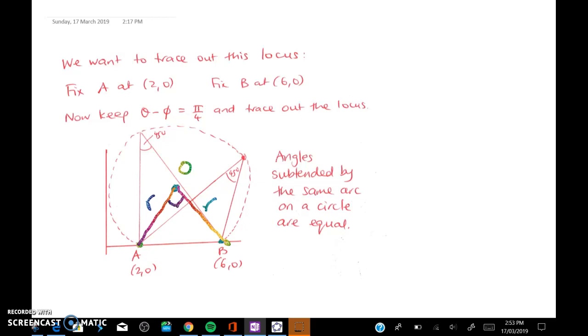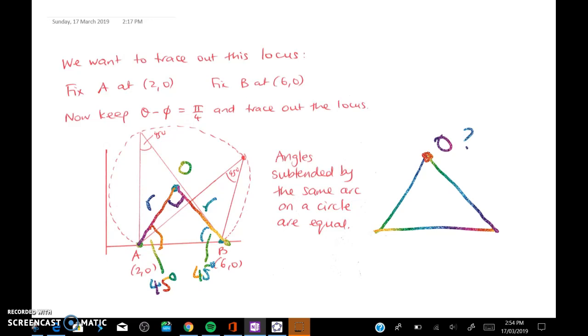Now, since the angle at the center is 90, that means that this angle must be 45 degrees, and this one must also be 45 degrees. So we can use that little isosceles triangle to say, hey, what are the coordinates of this point O going to be? And this is (2, 0), and this is (6, 0).